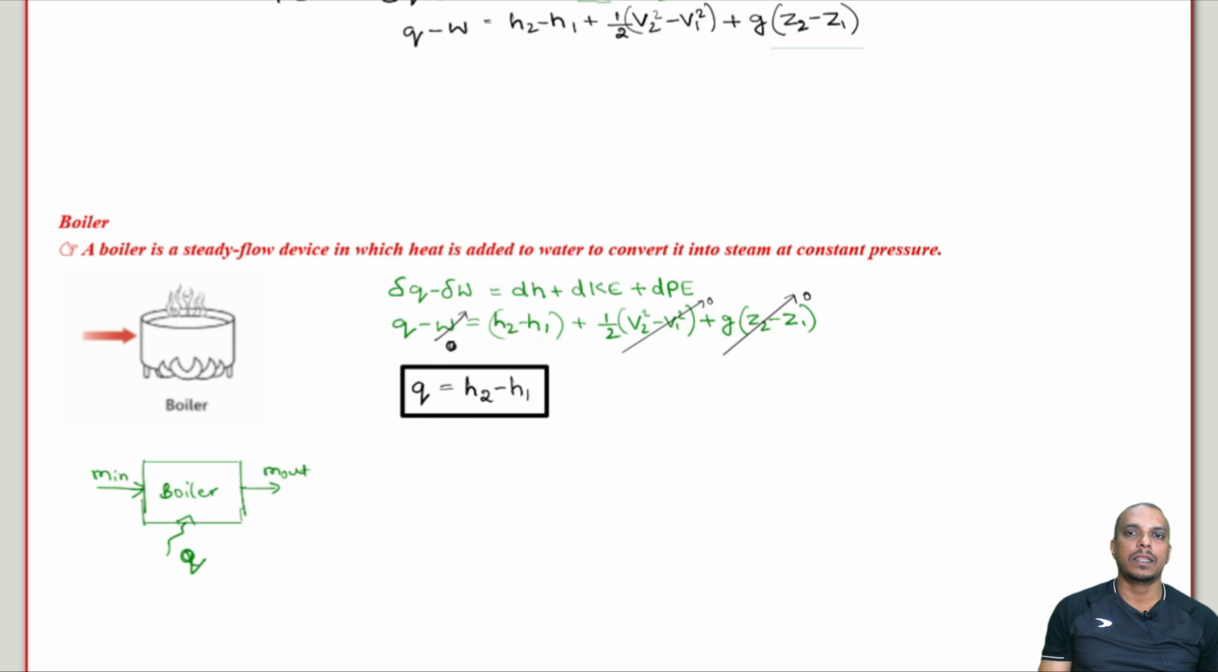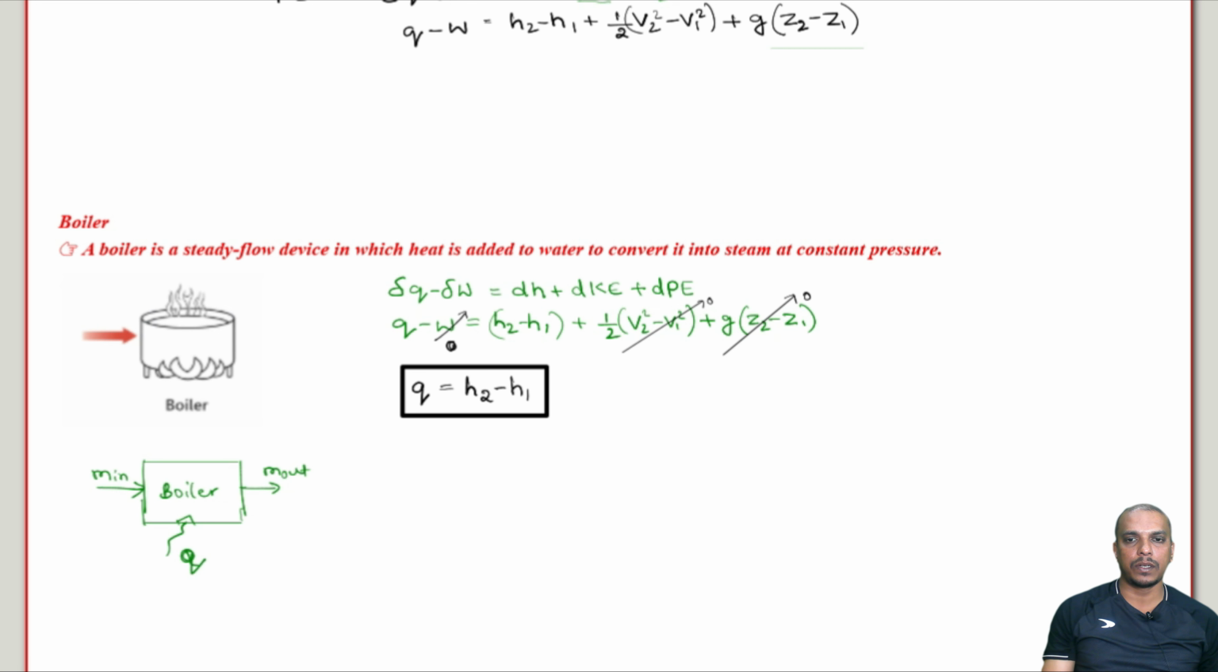And remember, the actual condition may differ, because in some cases the values of Z2 and Z1 may be given, and then we will consider them. But if you are trying to simplify, the simplest form, neglecting all other forms of energy, will be Q is equal to H2 minus H1.